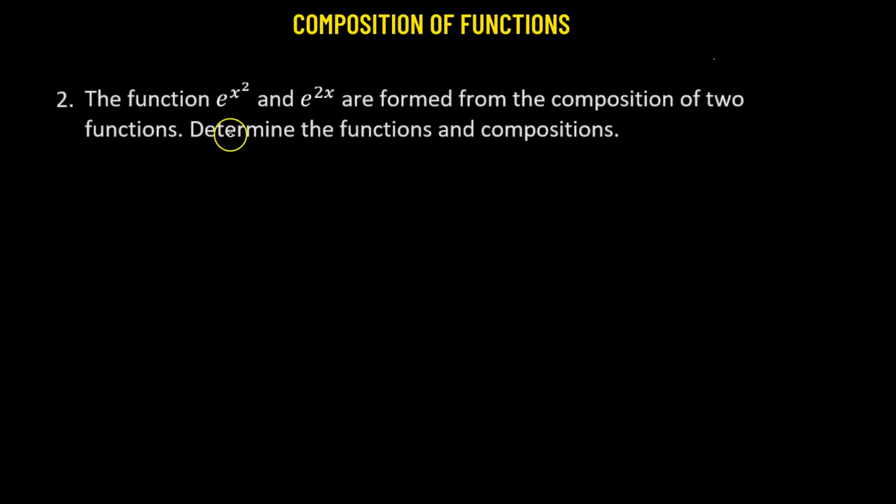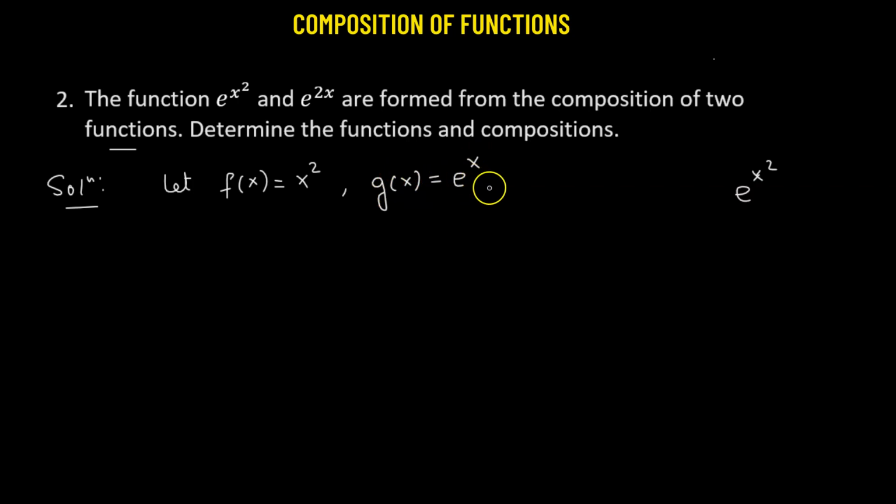Problem number 2. We have two functions, e raised to the power of x squared and e raised to the power of 2x. These two functions are formed from the composition of two functions. We need to determine the functions and their composition. Let us begin. By looking at the function e raised to the power of x squared, let's make an educated guess. Suppose the function f of x is given by x squared and g of x is given by e raised to the power of x.